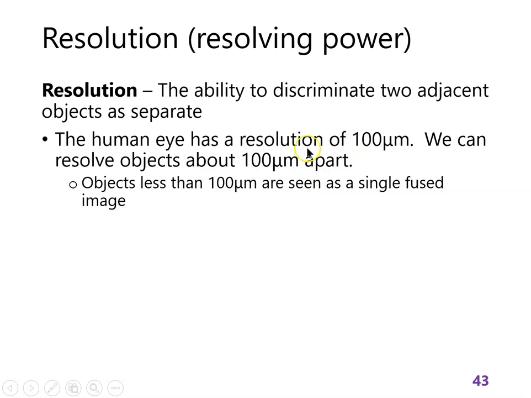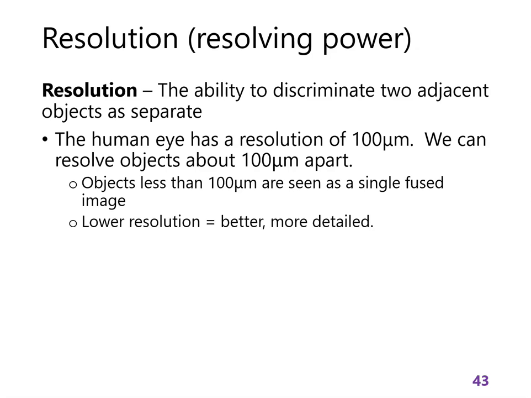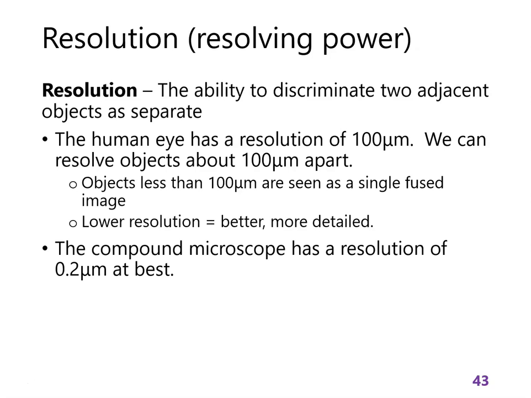Okay, so the human eye has that resolution, 100 micrometers or 0.1 millimeters. That's kind of how small a gap we can see between objects. Lower resolution is better, right? Lower resolution, so a smaller number, is a smaller distance that we can see between objects. So we can put them closer together and still tell that they are two different things. So lower resolution is better.